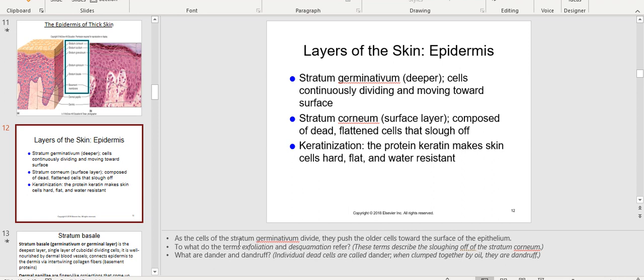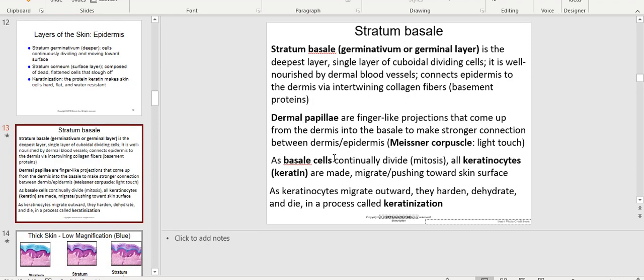Lots of good little information in here. I like some of these here. Stratum basal: this is the deepest layer, a single layer of cuboidal dividing cells. It is well nourished by the dermal blood vessels underneath. It connects the epidermis to the dermis. Everything's got to hold on to everything else. And you'll see the dermal papillae are these finger-like projections that come up from the dermis into the basal layer to make a stronger connection. As basal cells continually divide through mitosis, all keratinocytes are made.